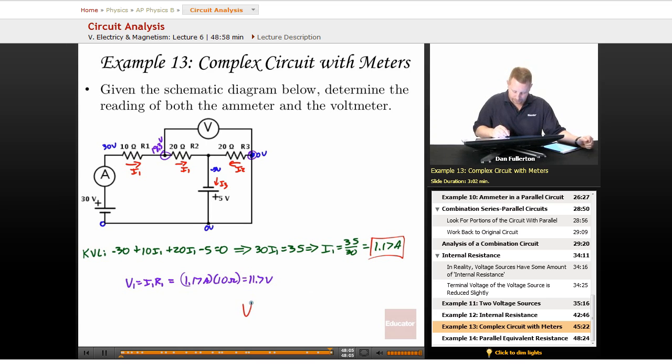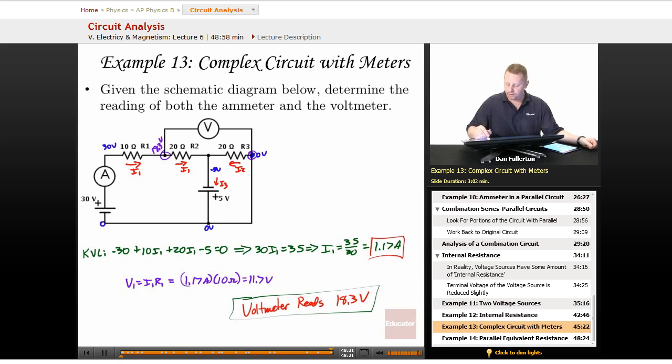So the voltmeter reads 18.3 volts. Our second answer. That wasn't nearly as bad as I expected when we first looked at it.